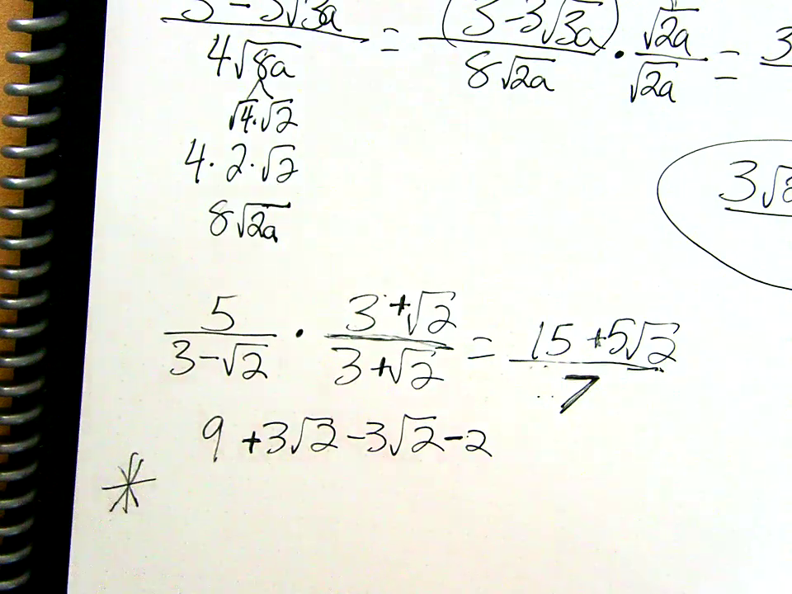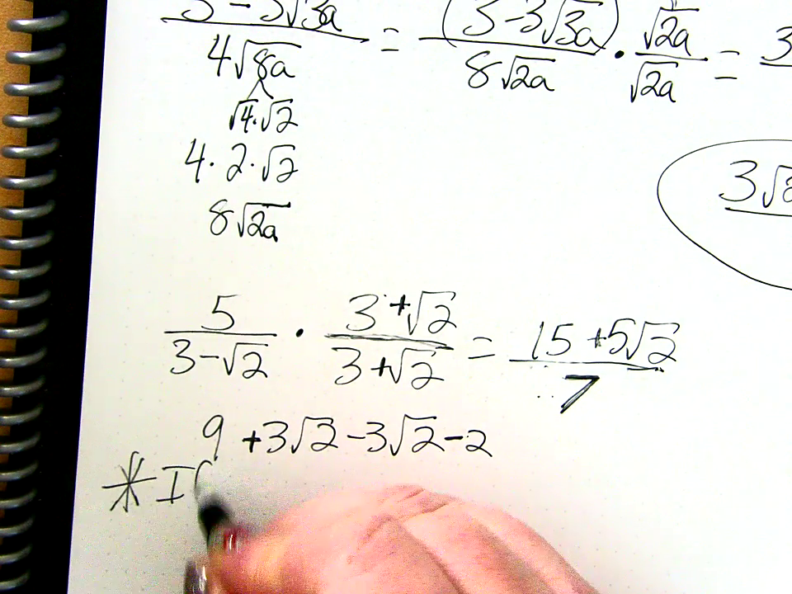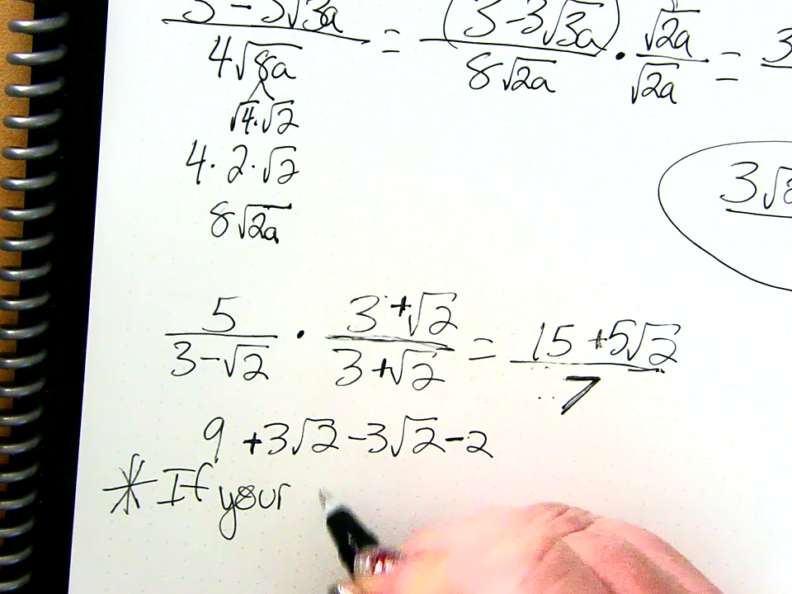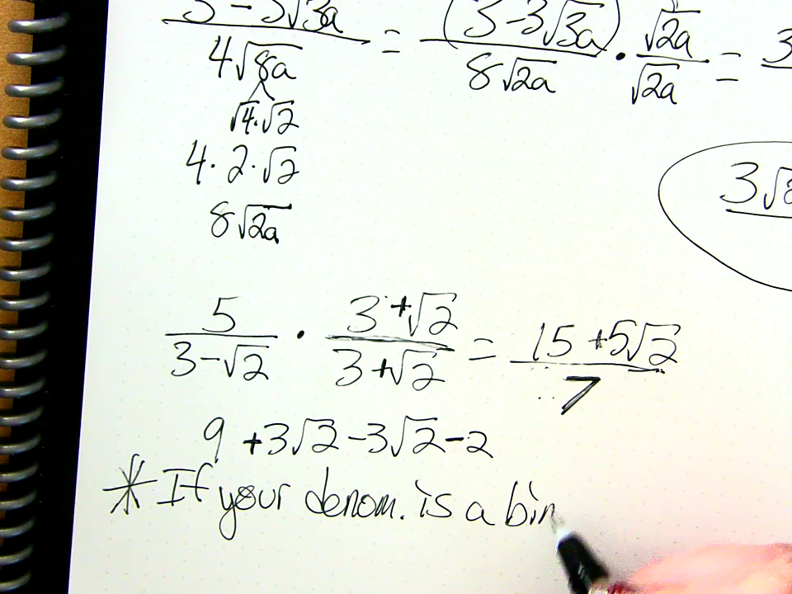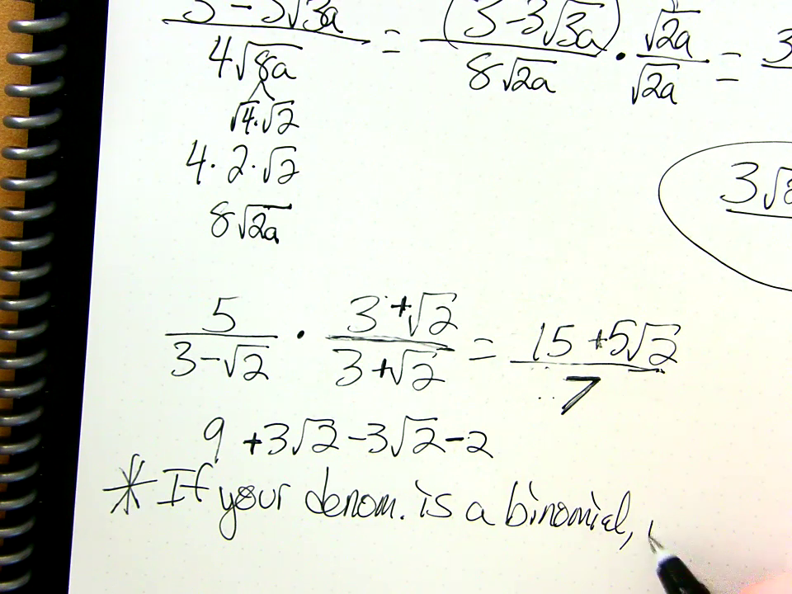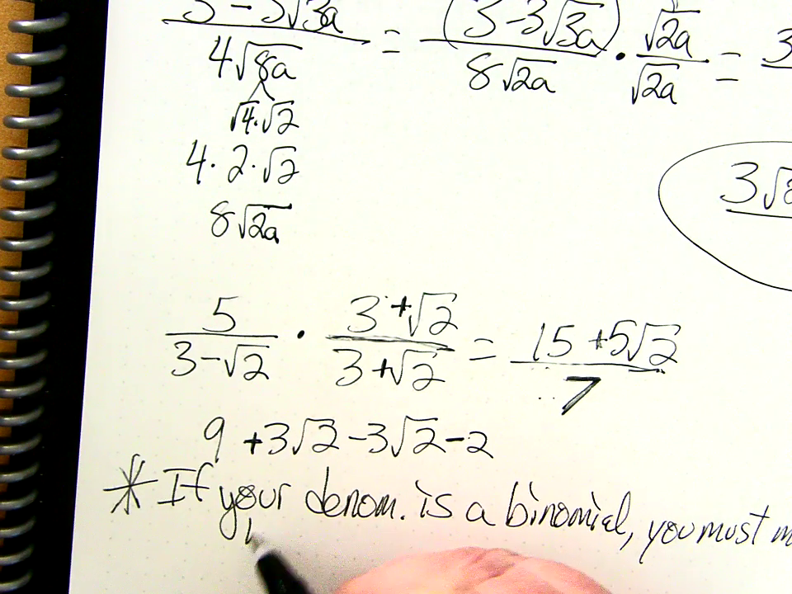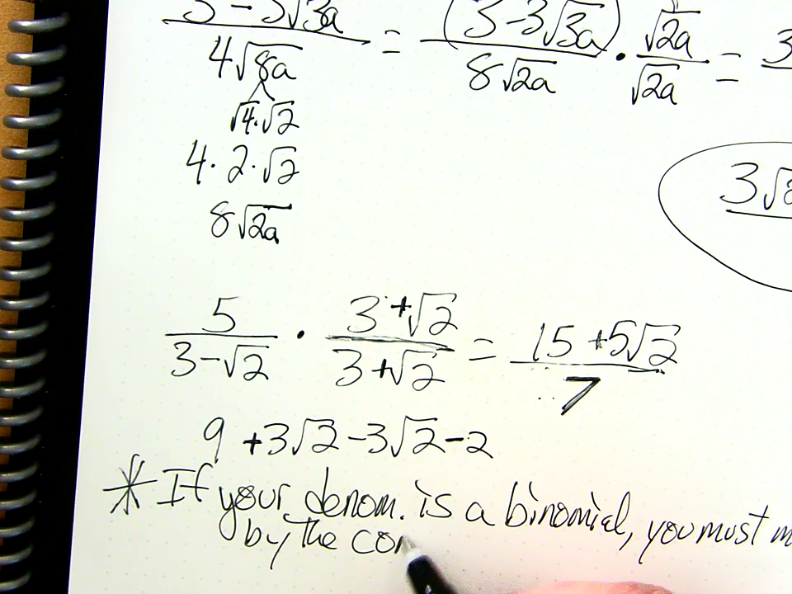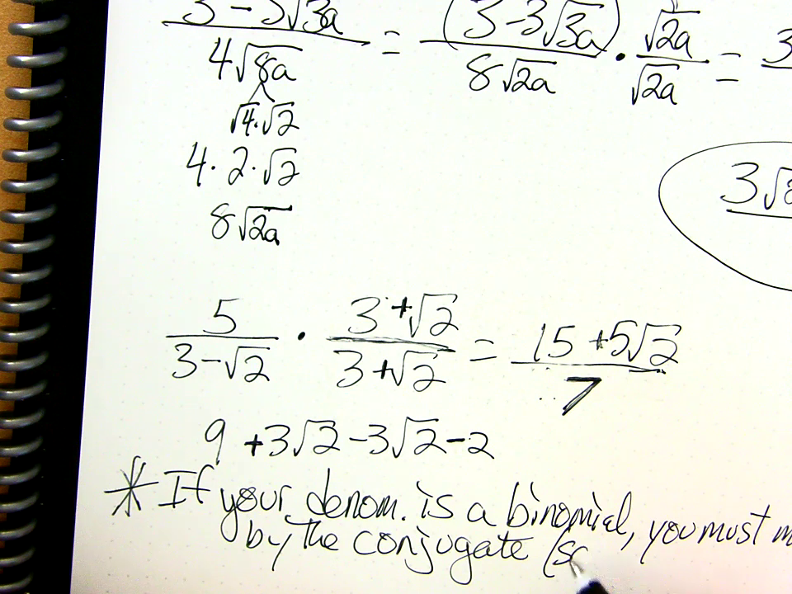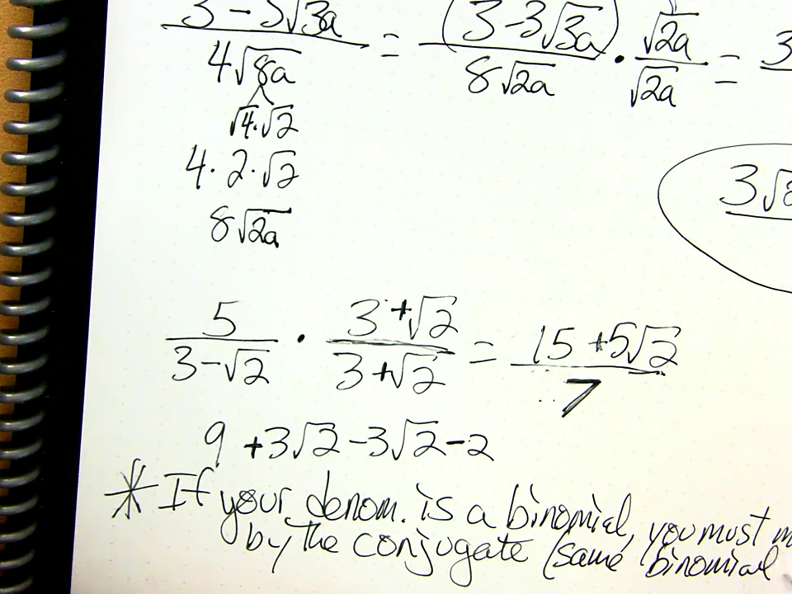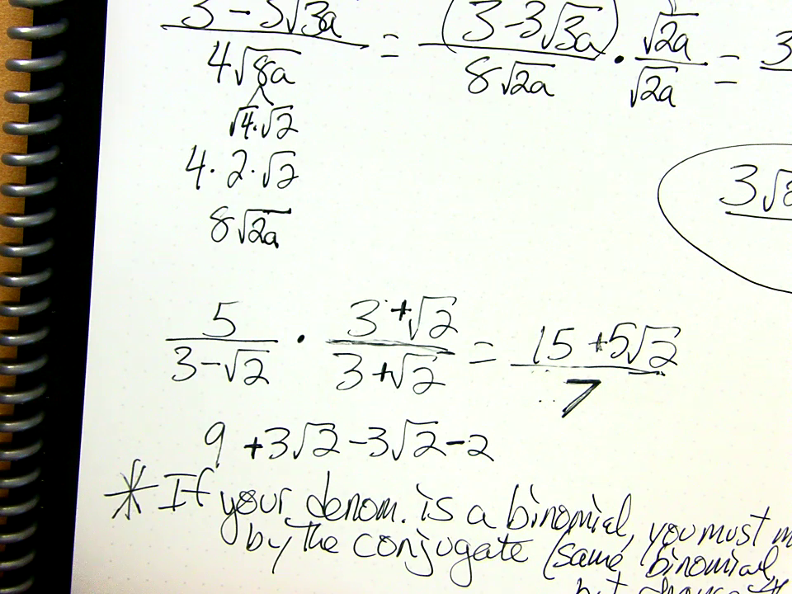So, if you need to write that down in words, a big old star: if your denominator is a binomial, you must multiply by the conjugate. So that's how you spell that word, conjugate. And conjugate is the same binomial, but change the middle sign.